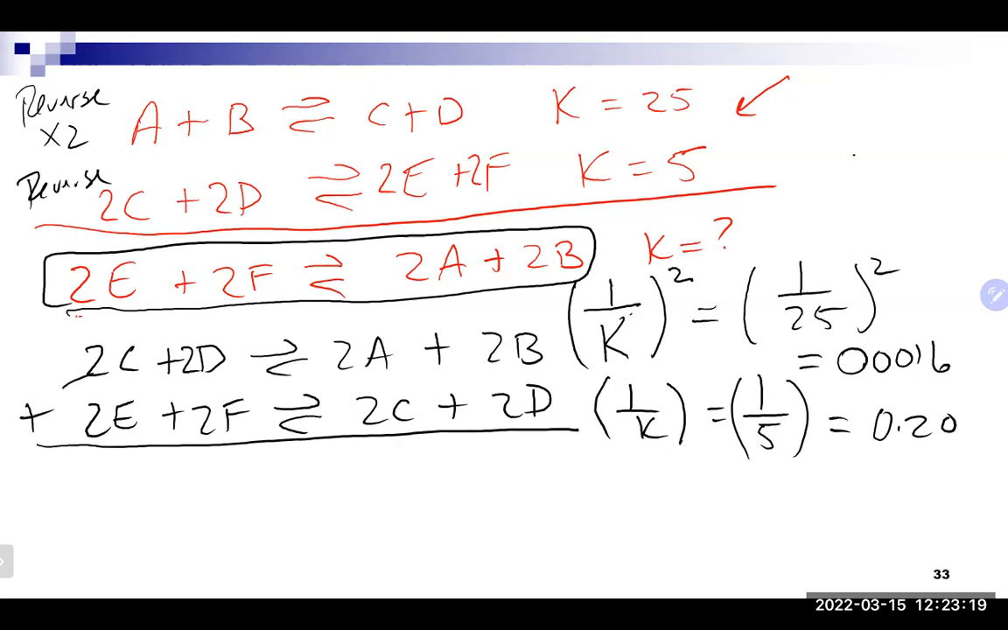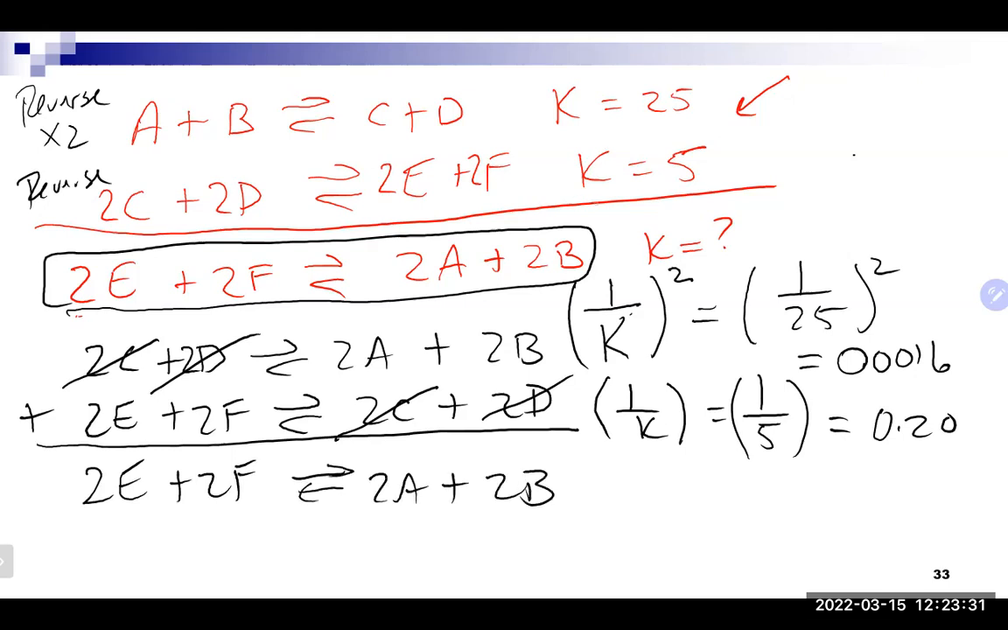Now, to make sure we did this right, we want to add these together. In this case, the 2C's cancel, the 2D's cancel. That leaves us with 2E plus 2F gives us 2A plus 2B. That means we did get the right equation here.